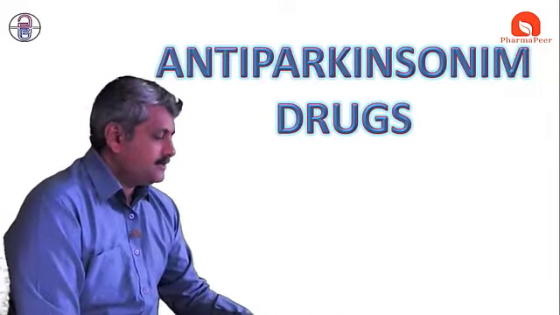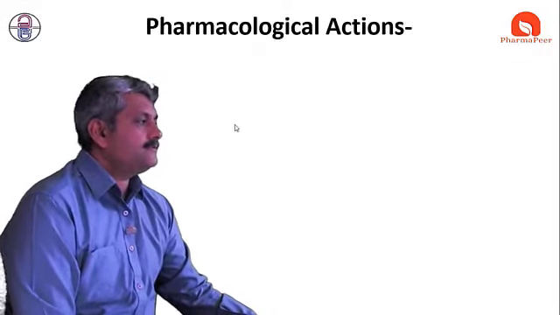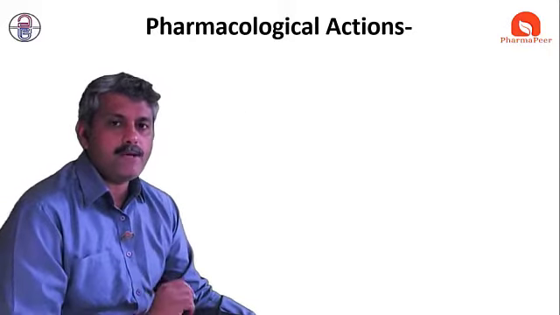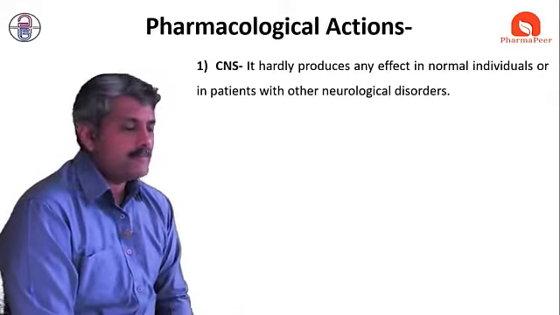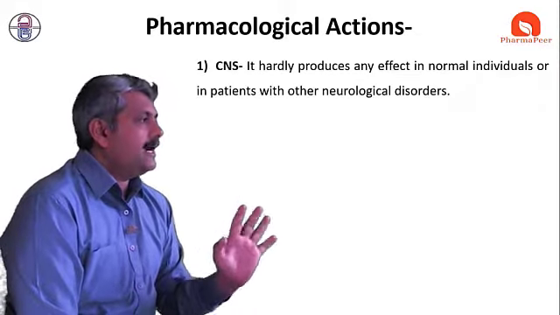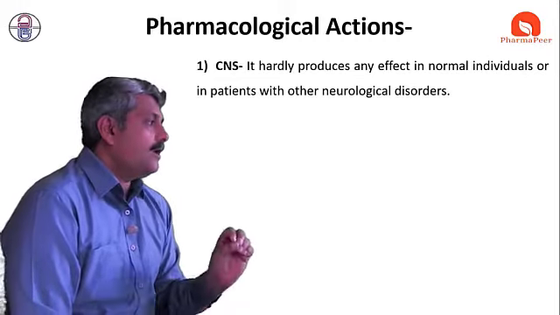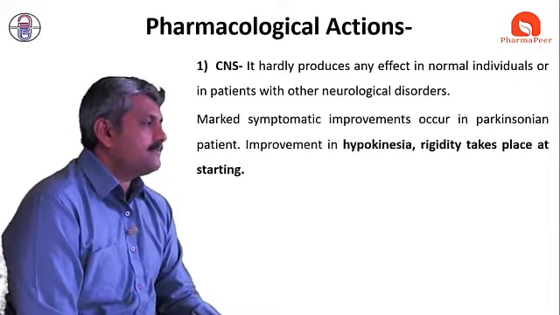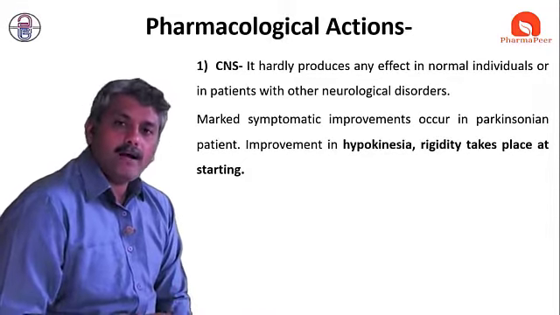What is the pharmacological action of this drug on other body systems? Initially we are going to see the effect of the drug on the central nervous system, which is our main target by which it produces its effect. It hardly produces any effect in normal individuals or in patients with other neurological disorders. Marked symptomatic improvement occurs in Parkinsonism.